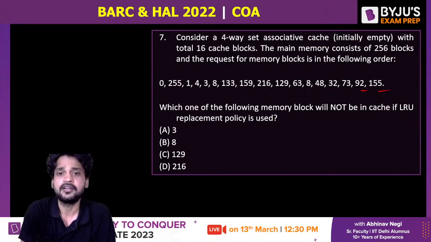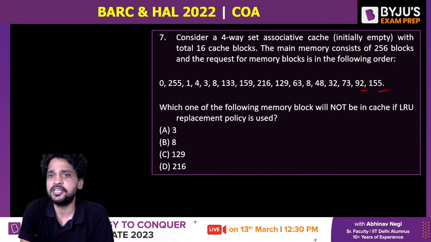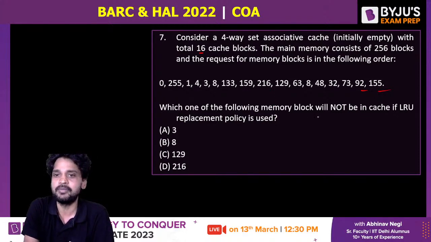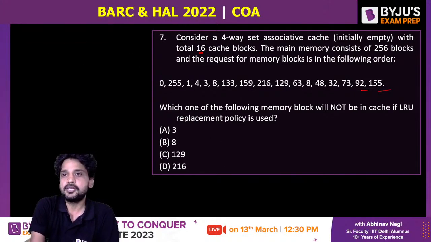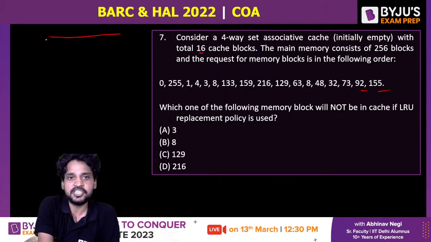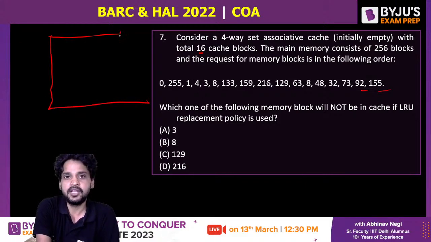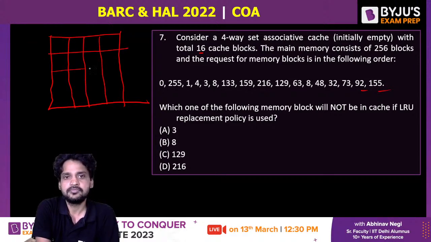Consider a four-way set associative cache with a total of 16 cache blocks. The main memory consists of 256 blocks and the request for the memory blocks is in the following order. Which one of the following memory blocks will not be in the cache if the LRU replacement policy is used? Let us have a look at this. Total 16 blocks and four-way set associative. That means there are just 4 sets. Each set has 4 blocks. First set, second set, third set, and fourth set.